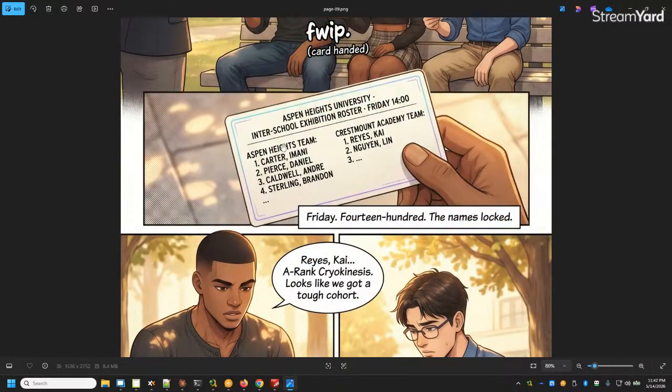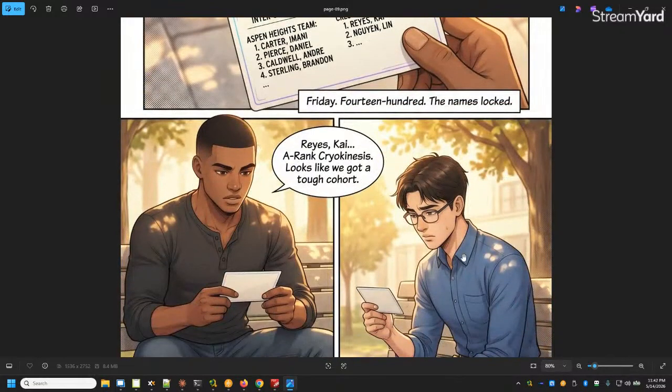Aspen Heights team, Crest Mountain. There's only two names. Versus for Friday 1400 names locked. Reyes, Kai, A ring, cryokinesis. Oh, that's where the spear comes from. So cryokinesis is kind of like the manipulation of ice-ish. Looks like we got a tough cohort.